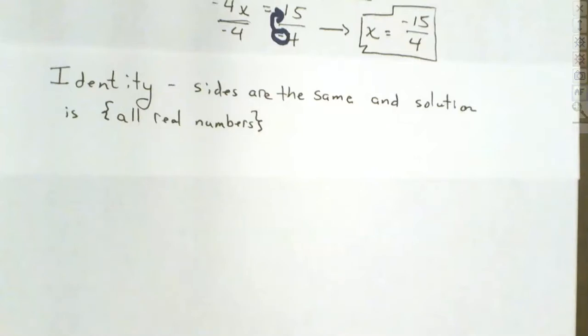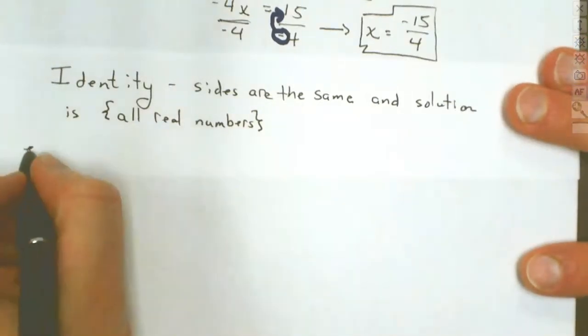How do we remember what an identity is? Well, we think about identical twins. What do we know about identical twins? Identical twins are the same, right? So when we talk about an identity, associate that with identical twins: the sides have to be the same as well. Now, they may not look the same at the very beginning, but when you manipulate things around, we'll get them to be the same.